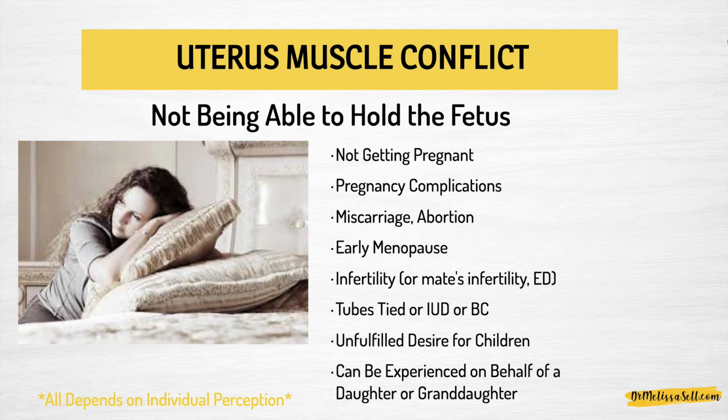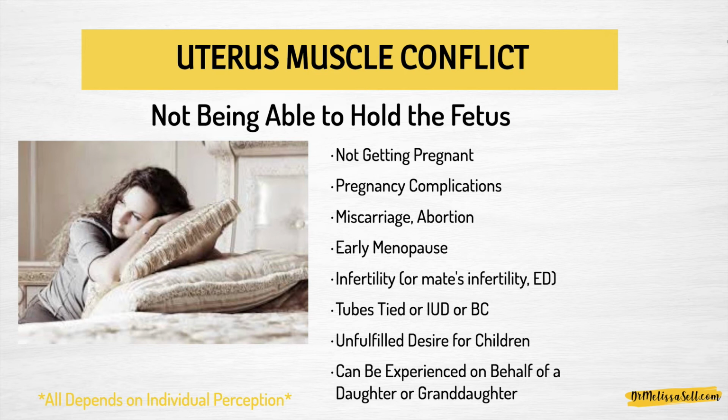So again, it's very similar. So it could be infertility issues, not getting pregnant, pregnancy complications where you lost the baby and you felt like you were unable to hold on to it, if you had your tubes tied or were using some type of birth control, an unfulfilled desire for children. And a woman can experience this on behalf of her daughter or even granddaughter. And so if you had a grandchild who lost a baby and she was unable to hold on to the pregnancy, this may be the way that you respond.